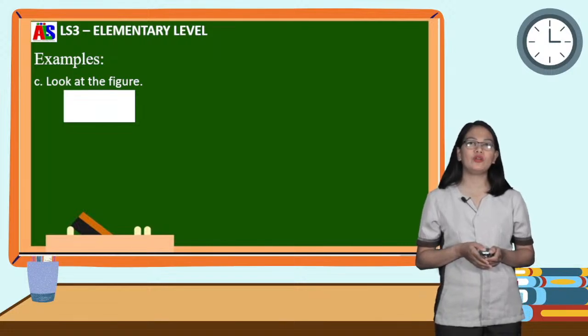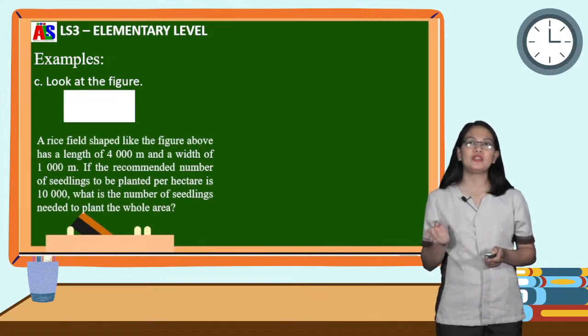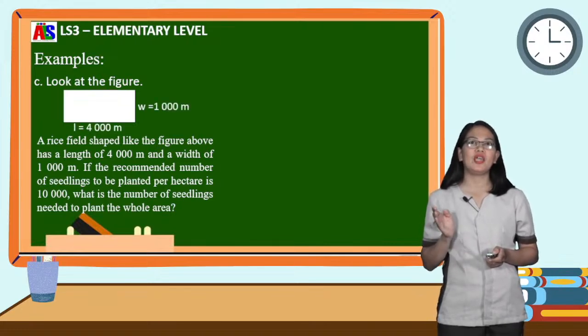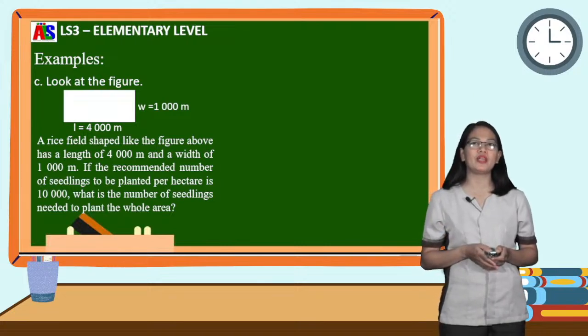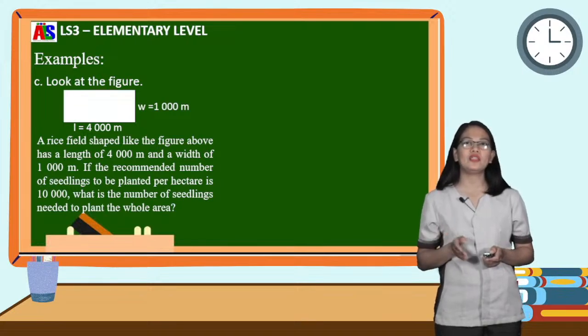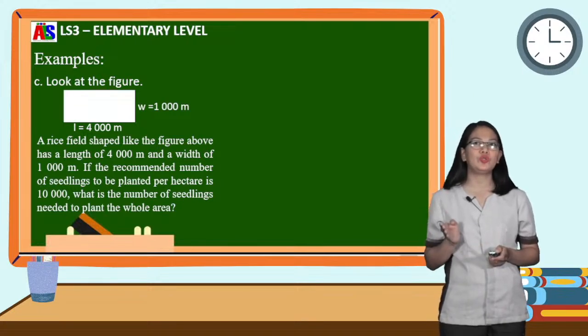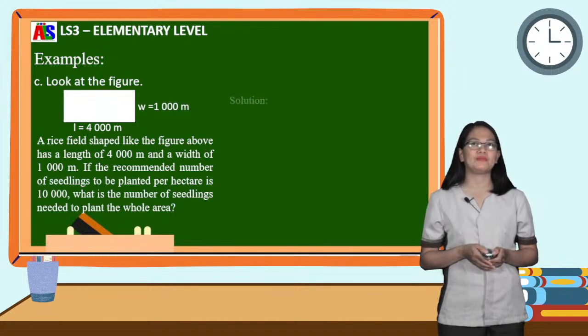Next example, look at the figure. A rice field shaped like the figure above has a length of 4,000 meters and a width of 1,000 meters. If the recommended number of seedlings to be planted per hectare is 10,000, what is the number of seedlings needed to plant the whole area?